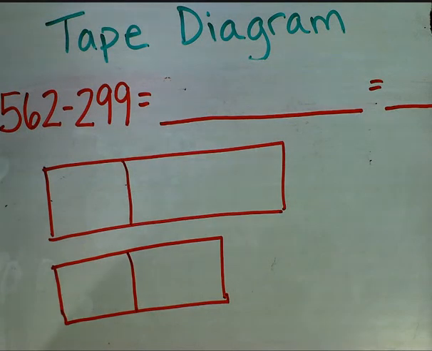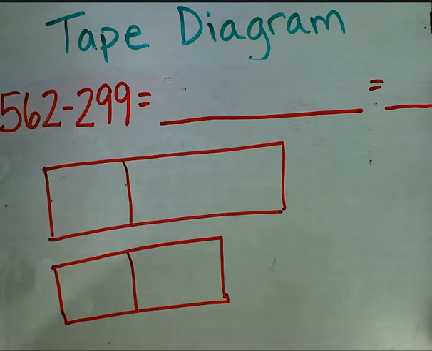Today we're going to look at the tape diagram, which is a method for subtraction only. So if we look at this equation, 562 take away 299. Our goal is to make the second number easier to subtract. And in doing so, we may have to add to both of the numbers.